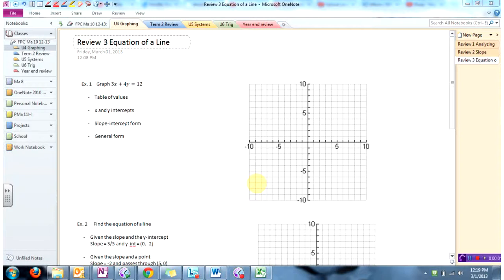Our last topic, which kind of brings everything all together, is the equation of a line. So we're going to do a couple examples. This is a bit more work, so I'm going to talk a little quicker. Obviously, you can pause at any time you want to go through it at your own pace. So the first thing you'll notice here is we've got an equation.